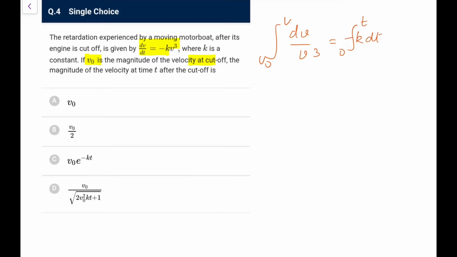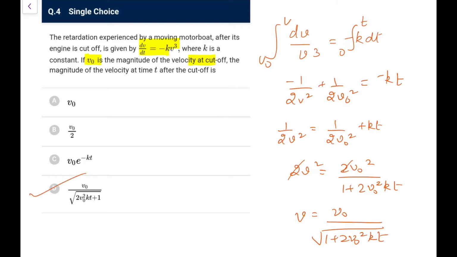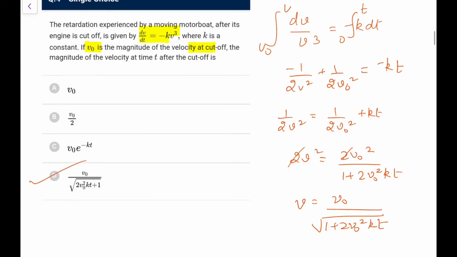So 1 by v cube is what you will have, v to the power minus 3, so v to the power minus 2 upon minus 2, that is minus 1 upon 2v square, plus 1 upon 2 v0 square, that is equal to minus kt here. So what we are left with, 1 upon 2v square is equal to 1 upon 2v0 square plus kt. So 2v square comes out as 2v0 square upon 1 plus 2 v0 square kt. This 2 goes, so v would be equal to v0 upon under root of 1 plus 2 v0 square kt. So going by this, it would be option D in this particular case.